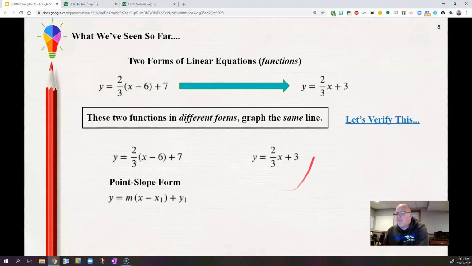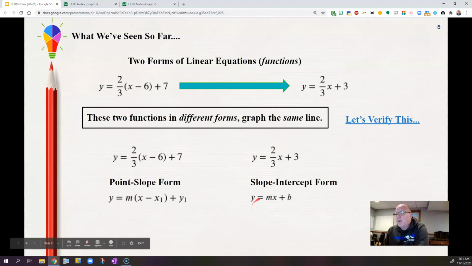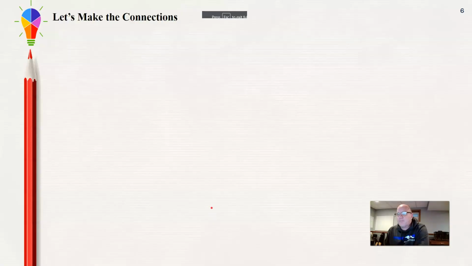Then we have this form of the equation, which you're more familiar with. This is called slope-intercept form, and it's in the form y equals mx plus b. Again, m is the slope, the x is simply your x, and the b right now is 3, but we'll talk more about that b in a second. But right now, let's just make the connection that the slope of 2/3 is consistent for both of these lines.